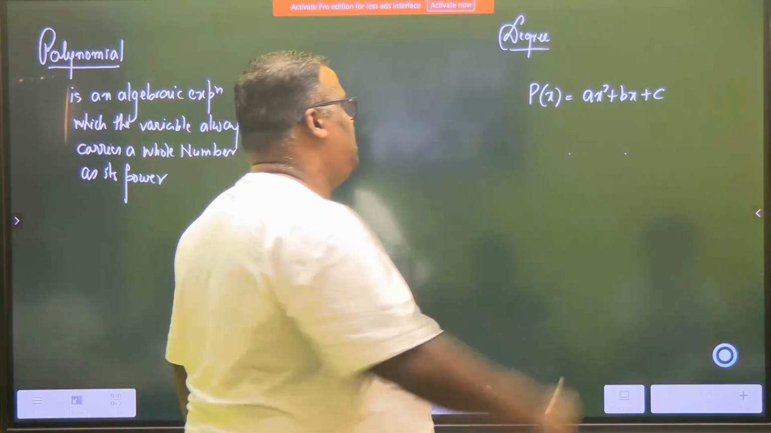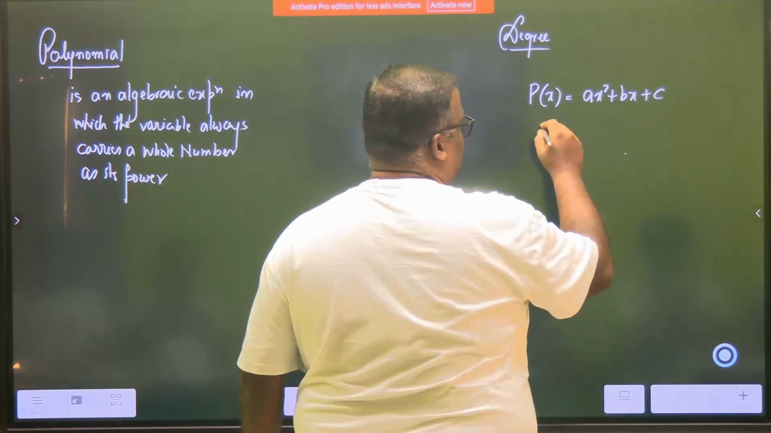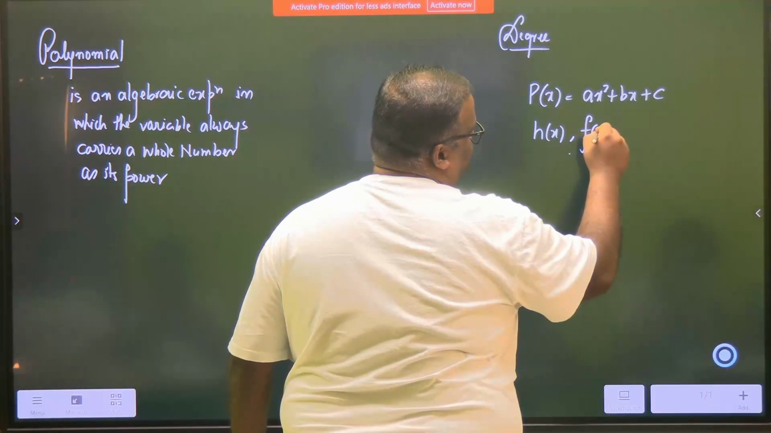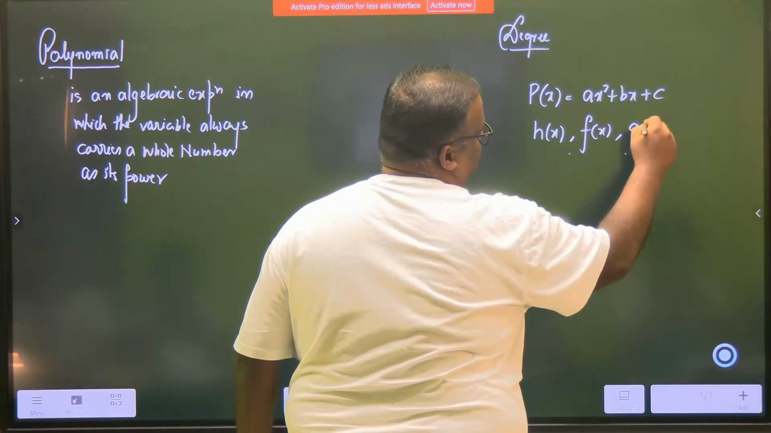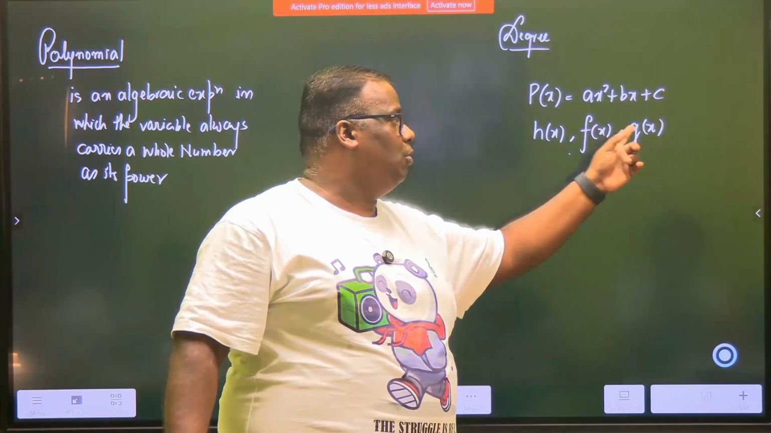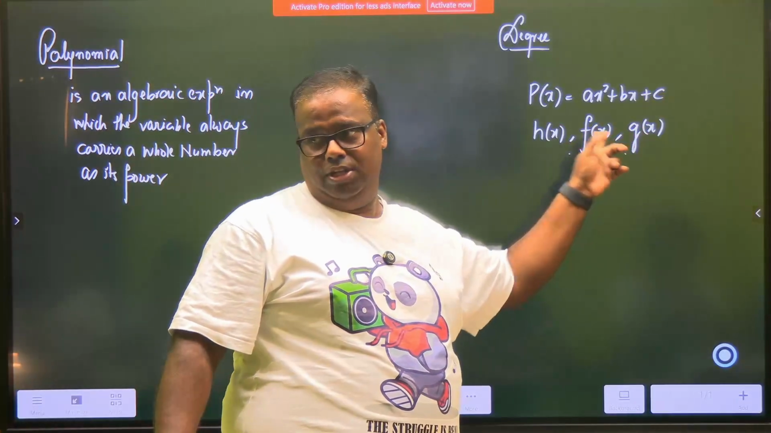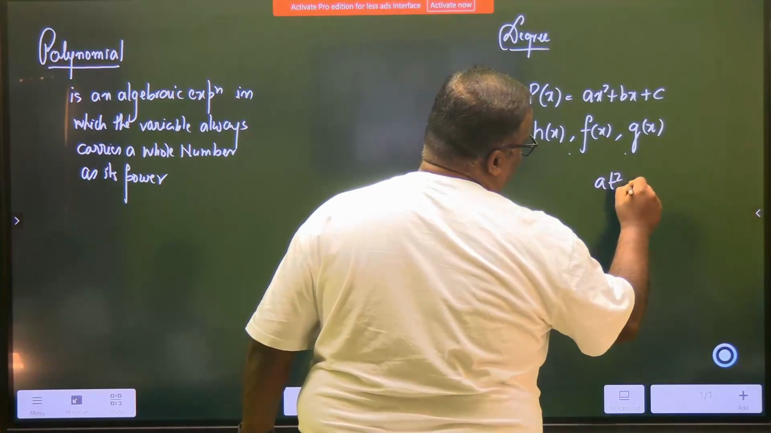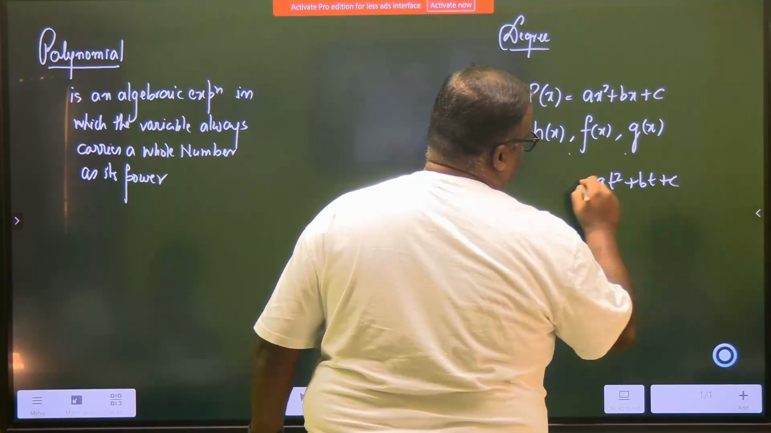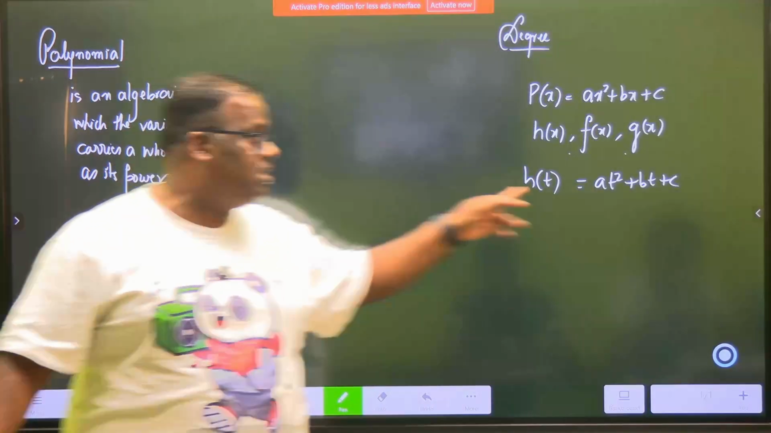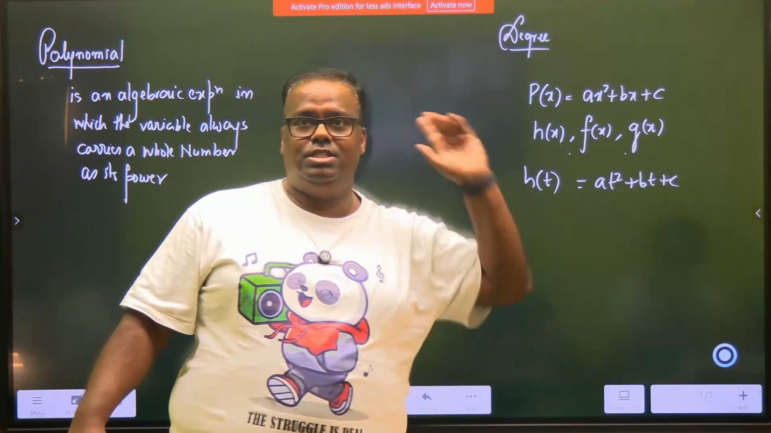It is not necessary that you mention it as p of x. Such polynomials can be represented by h of x, f of x, or g of x. Remember, whatever variable is appearing, the polynomial function is a function of that variable. However, if my polynomial was at square plus bt plus c, I would love to represent it as h of t, because now t is the variable. Is this understood?